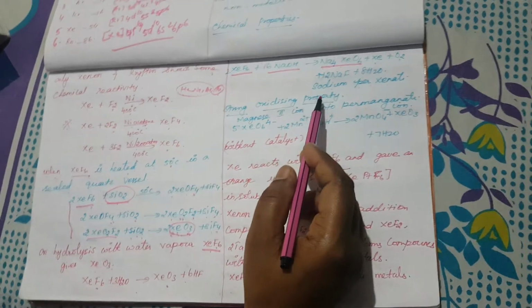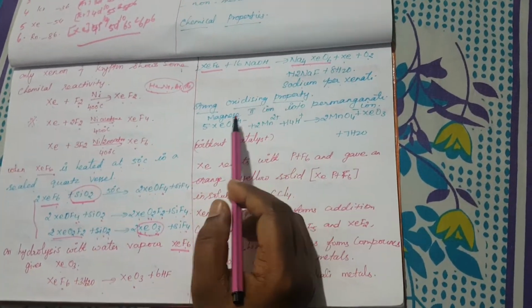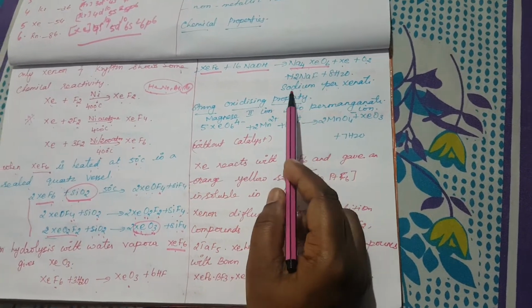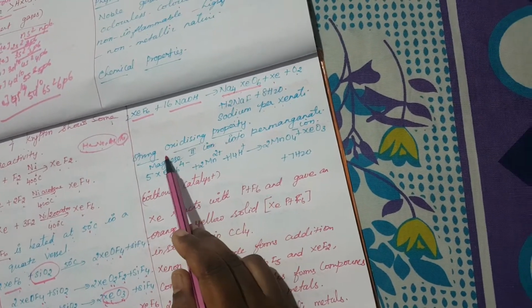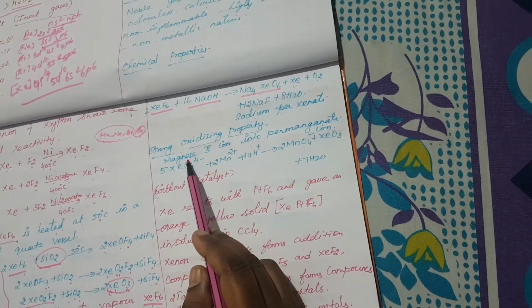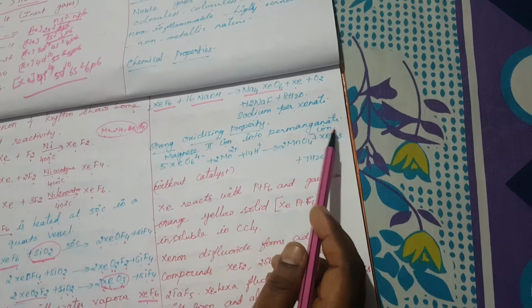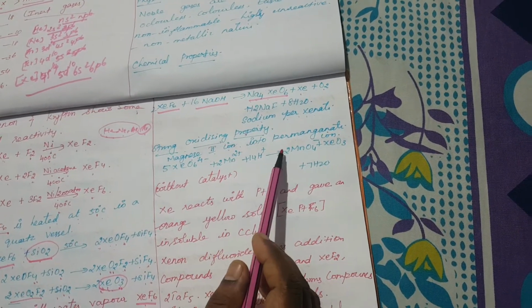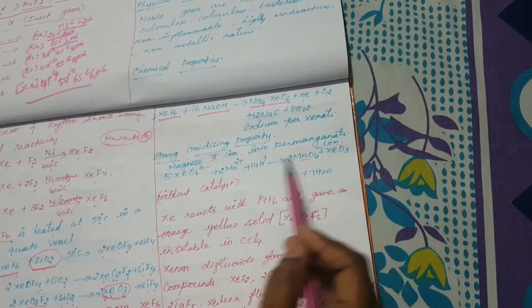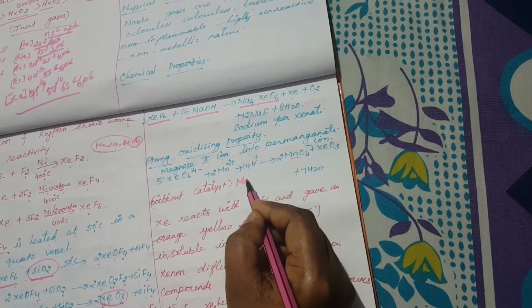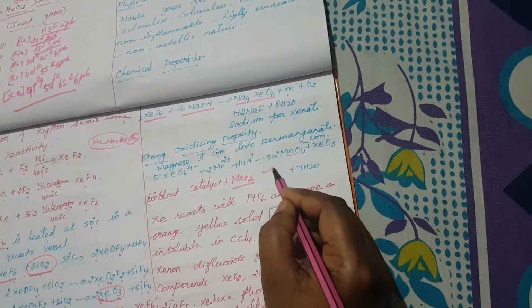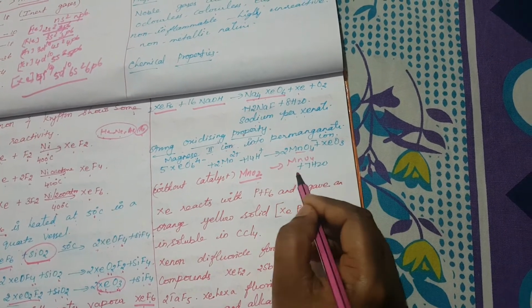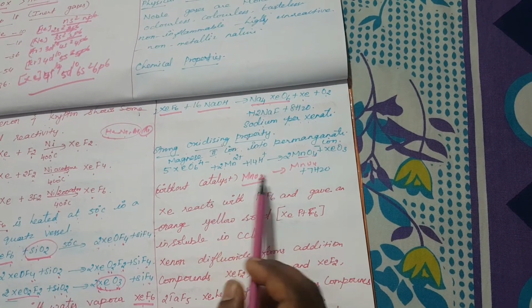So here it is a strong oxidizing property. Sodium perxenate is a strong oxidizing agent. It will oxidize manganese 2 ion into permanganate ion. It oxidizes manganese dioxide, MnO2, into permanganate ion, MnO4. Okay, so this is another one. Without catalyst it will react.